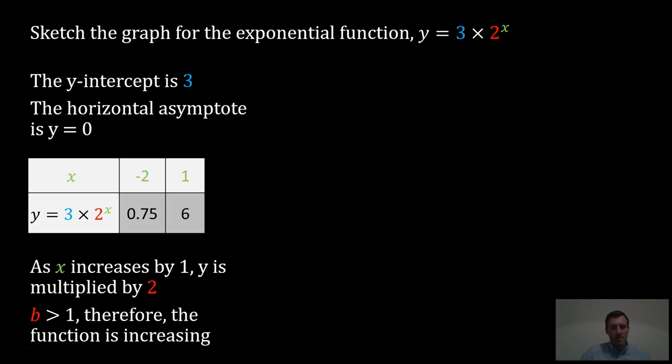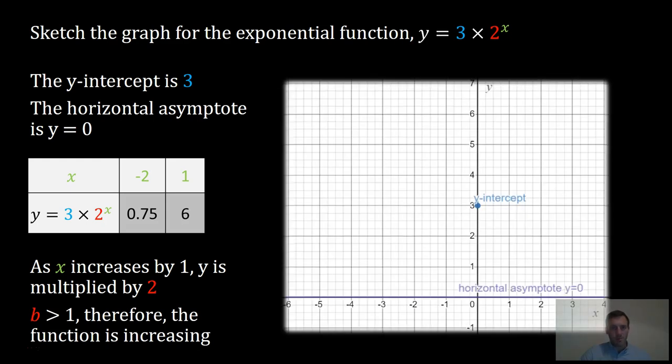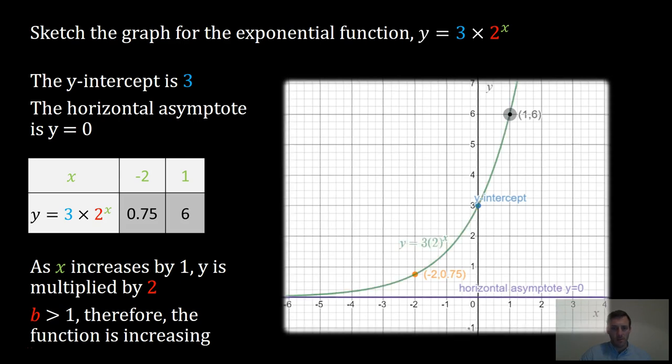We can use this information to sketch the graph. First we plot the y-intercept, and we know the horizontal asymptote is y equals 0. And we plot our other 2 points. And now we draw a line through our points, but the line must never cross the horizontal asymptote. And then we sketch the graph.